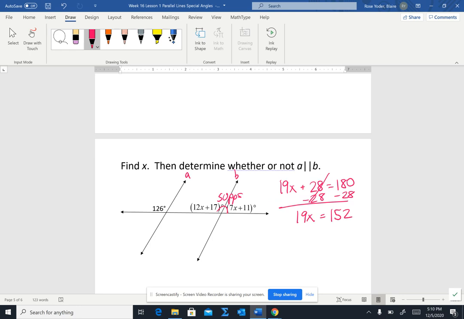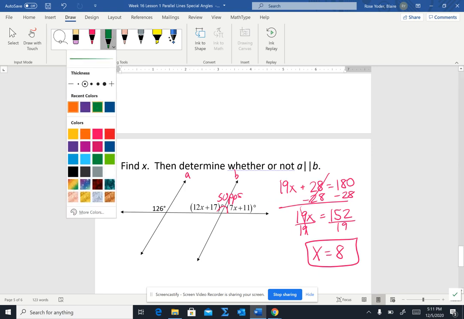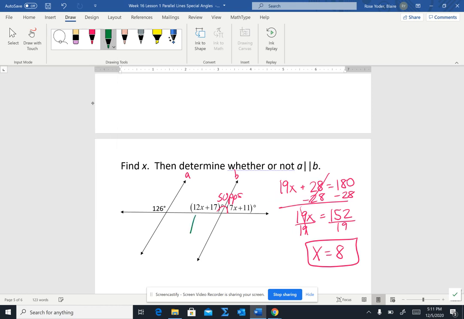All right, again, I don't know off the top of my head what 152 divided by 19 is, so I'm going to use my calculator. And I get x equals 8. All right, I found my x. The key to this problem is I have to plug it back in because I'm checking to see if those lines are parallel or not. So I'm going to plug it back in here.